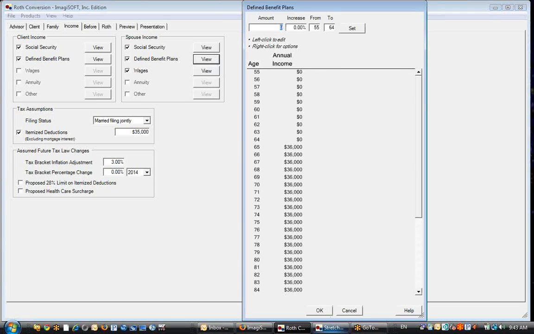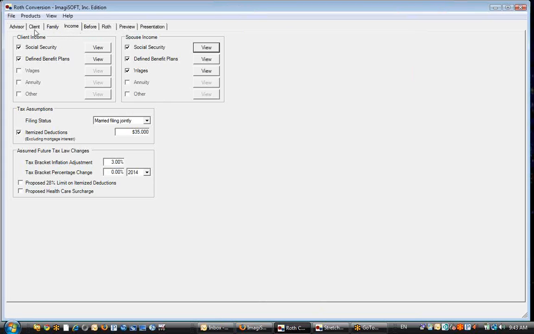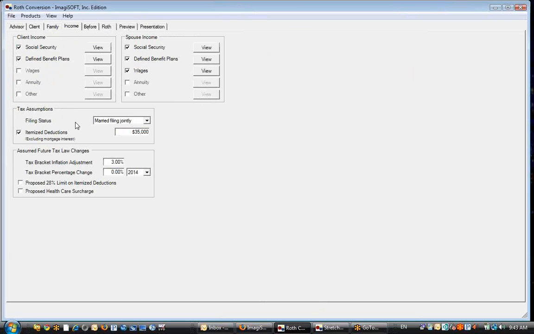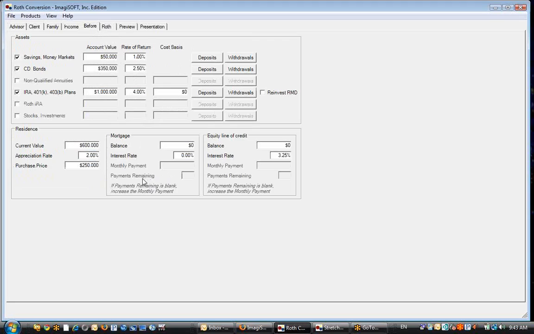Then she'll have defined benefit plans, and then Social Security. Excuse me, the wife's ages on the spouse income is her age that you're putting in. Everything else, except for this area, is the spouse's age. The client, the guy right here, starts at age 65. So we put in the income, then we put the tax assumptions, married filing jointly, itemized deductions, excluding mortgage interest. The way you do mortgage interest, since it's going to change every year, you do it on the before side, and you put it in here. Their house is paid off, so it's not really a factor.